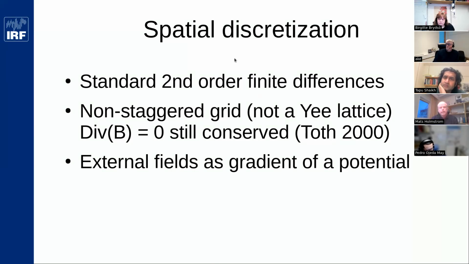A bit of detail here about how we discretize this on a grid. We are using standard second order finite differences, and it's actually possible to show that the divergence of the magnetic field is kept to exactly zero with this.